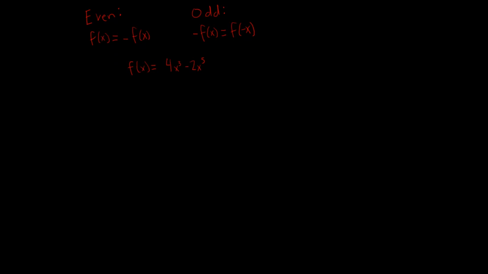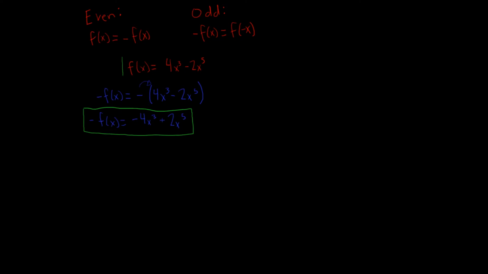So we're going to do negative f of x is going to equal a negative distributed to the entire function, 4x cubed minus 2x to the power of 5. So then negative f of x will equal, and then we're going to distribute this negative to everything in there, so it's going to be minus 4x cubed. And then a negative times a negative is a positive, so that'll be 2x to the power of 5. So first off, we can already tell this definitely does not equal this. So we can already tell that it's not even.